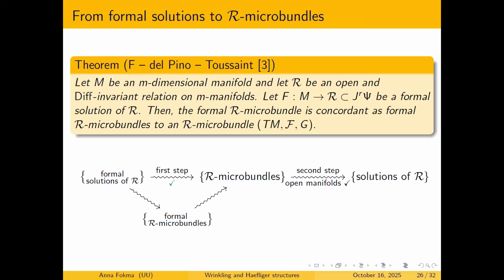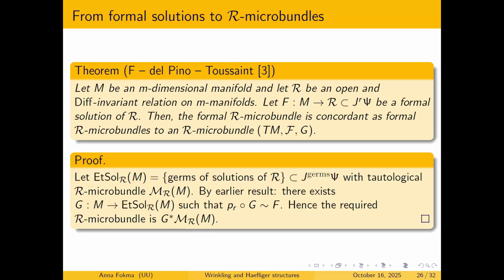Then, result. So I've stated the result, but you can also look at the diagram, which I copied from earlier, because this theorem just states that the first step can be done for open and diff-invariant relations. Meaning that if you have a formal solution, we just saw that defines a formal R microbundle, and this formal R microbundle can be concorded to a genuine R microbundle. Now, I want to claim that this is really an application of the holonomic approximation theorem into a germ space.